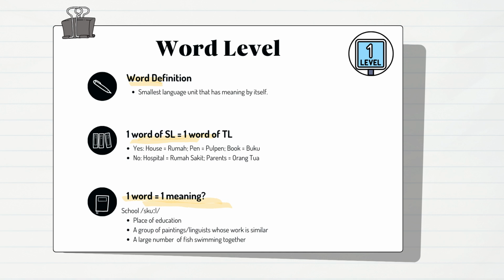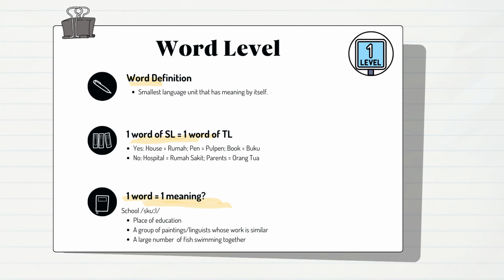A word can be viewed as the smallest language unit which has meaning by itself. For instance, bird refers to an animal that can fly. Fish refers to animals that live under the water. Is one word of source text always translated as one word in target text? It's yes if one orthographic word of ST is represented by one word in TT. However, it's no if one orthographic word of ST is not represented by one word in TT.